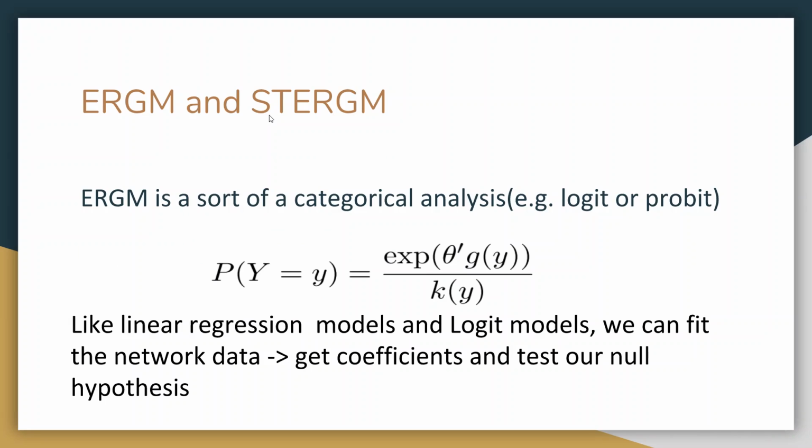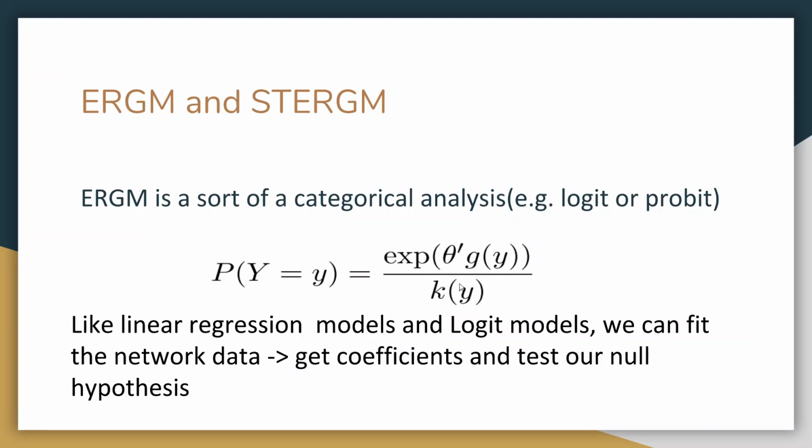ERGM is a sort of categorical analysis like logit or probit. Look at here. P means probability, the probability of creating an edge or link between two nodes. Here, EXP means exponential, so it is always positive. Theta is the weight on g(y). What is g(y)? g(y) can be any network statistics like edges or triangles, or some other things.